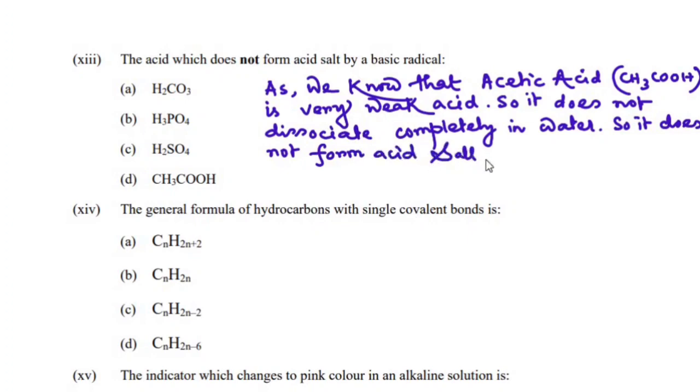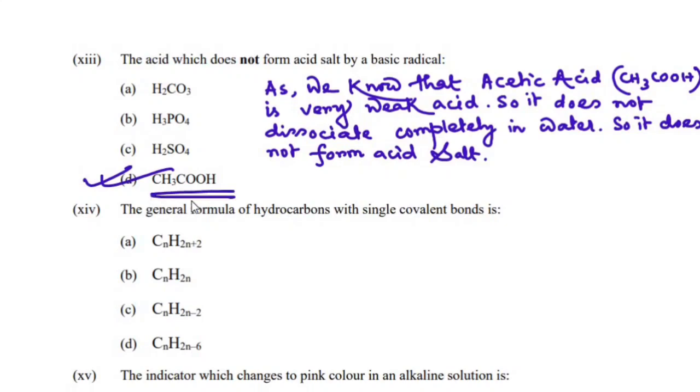Okay. Now next question. The acid which does not form an acid salt with a basic radical. As we know, acetic acid is a very weak acid, so it does not dissociate completely in water, so it does not form an acid salt. H2CO3 can form an acid salt, H3PO4 can form, H2SO4 can form an acid salt, so the answer is CH3COOH.